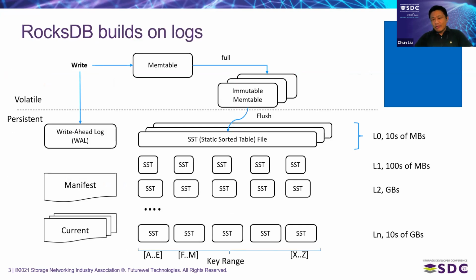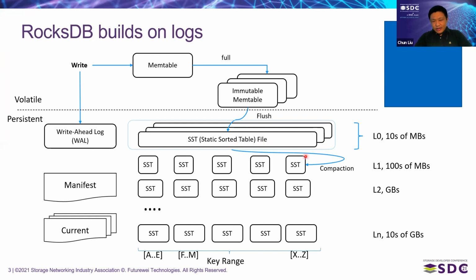I'm going to focus on the write flow. For every write, RocksDB first persists the data onto the write ahead log, then stores it in the volatile mem table. When the mem table becomes full, it becomes the immutable mem table, waiting to be flushed onto persistent media. The flushed data will be stored in SST files, or sorted string tables. Those files are referred to as L0. Each file is around 10 megabytes, covering the whole key range.